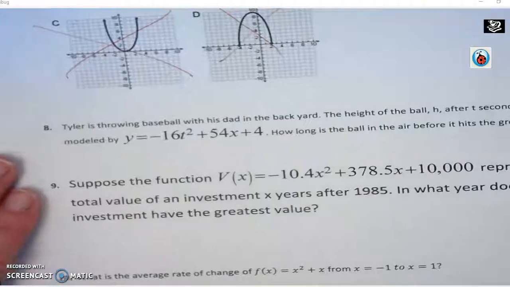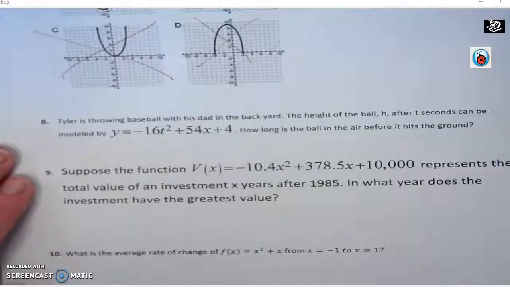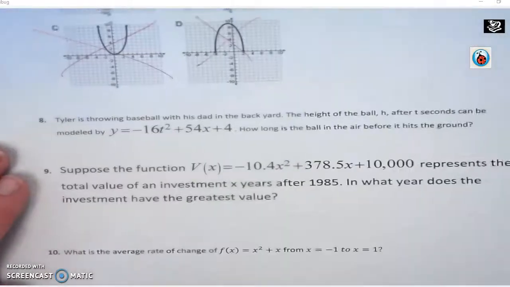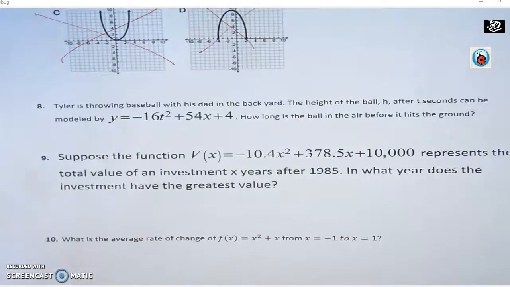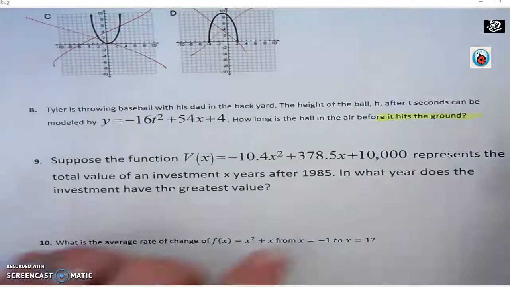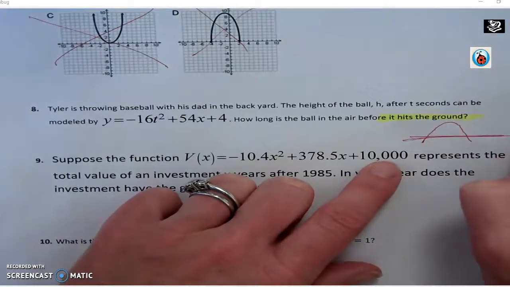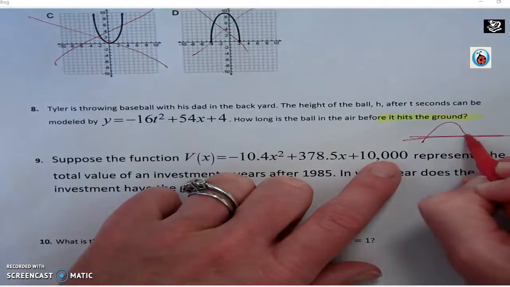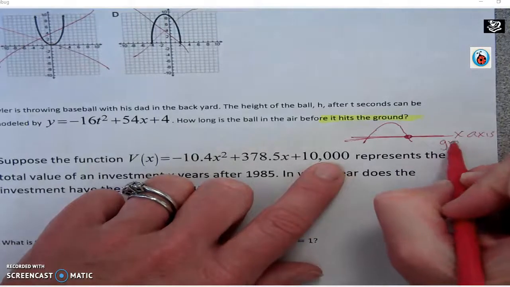Number 8, Tyler is throwing a baseball with his dad in the backyard. The height of the ball h after t seconds can be modeled by y equals negative 16t squared plus 54x plus 4. How long is the ball in the air before it hits the ground? So the ball is going to go up and it's going to come back down, and wherever it crosses the x-axis, that is where it is hitting the ground. The x-axis represents the ground.